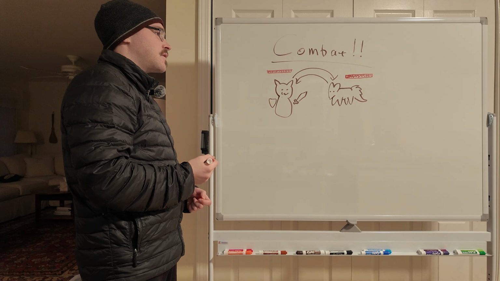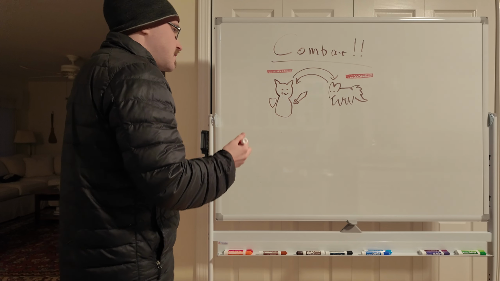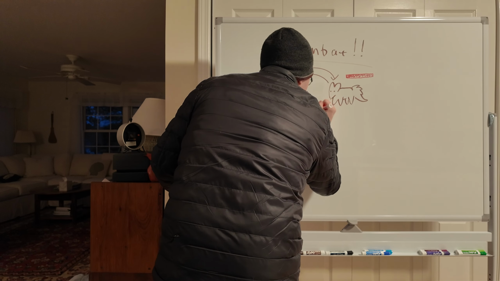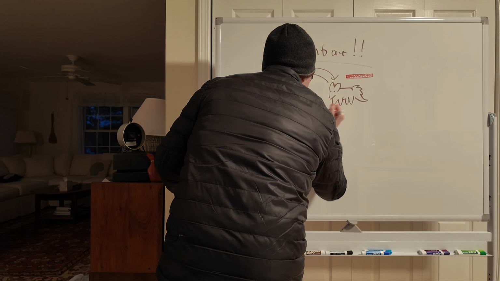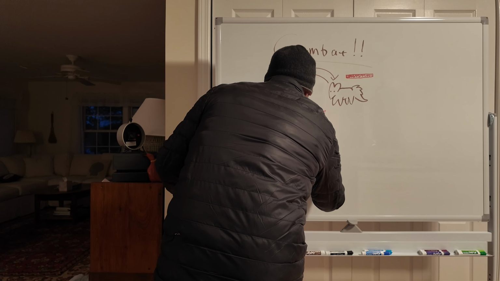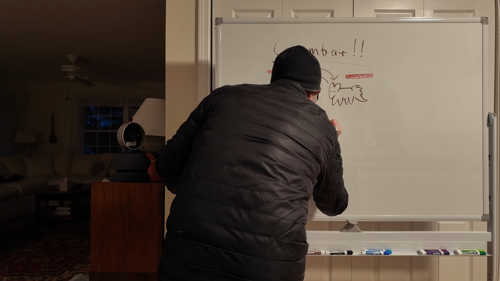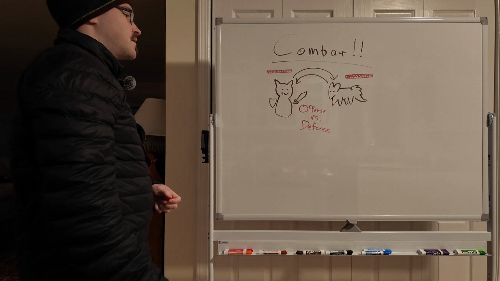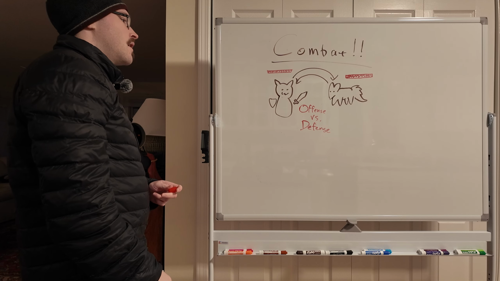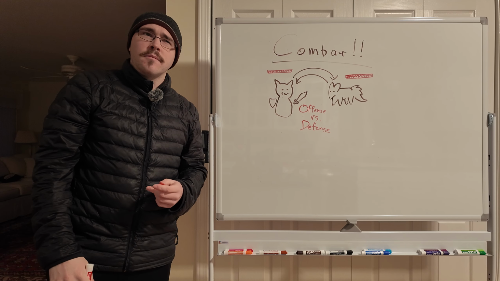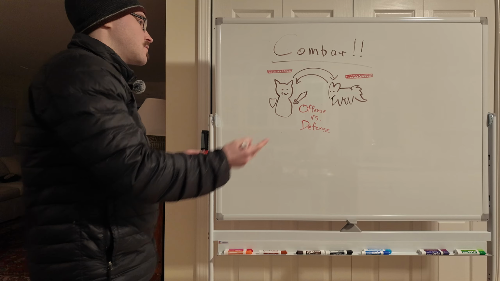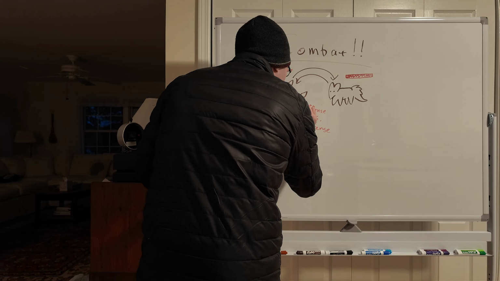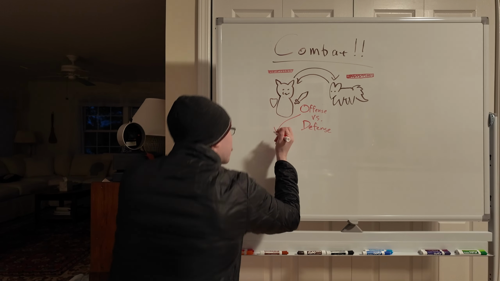Now, there are a bunch of things that could go into this. So first off, you have this system of offense versus defense. These are some subsystems in combat. So offense, what mechanics or variables might go into that? For offense, we could have the mechanic: we can attack.